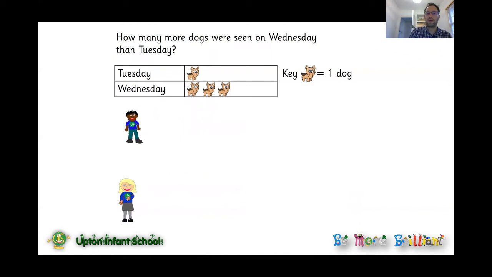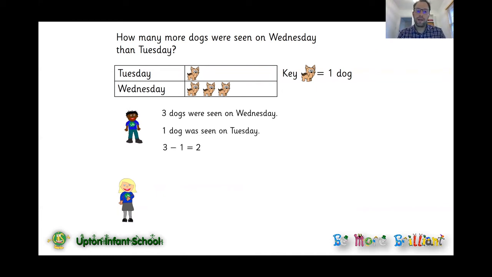Okay, let's look at Tuesday and Wednesday a second. So Tuesday, we can see there's 1 dog. Wednesday, there are 3 dogs. And Sonny is saying 3 dogs were seen on Wednesday. 1 dog was seen on Tuesday. So 3 take away 1 equals 2. How many more dogs were seen on Wednesday? 2. Sonny's absolutely right, isn't he?